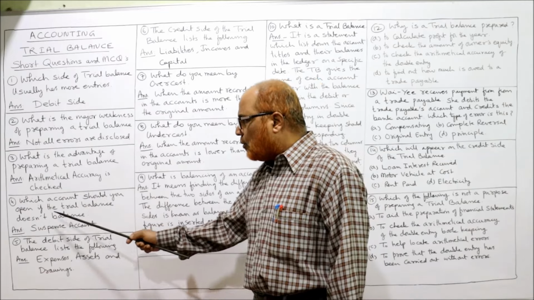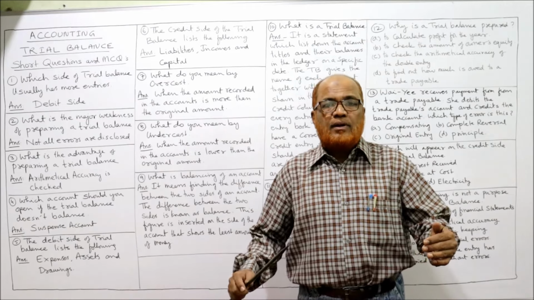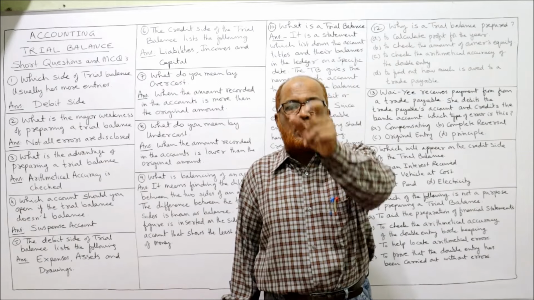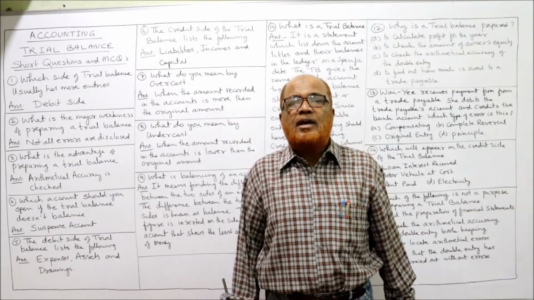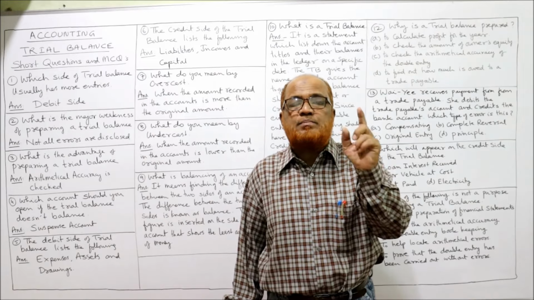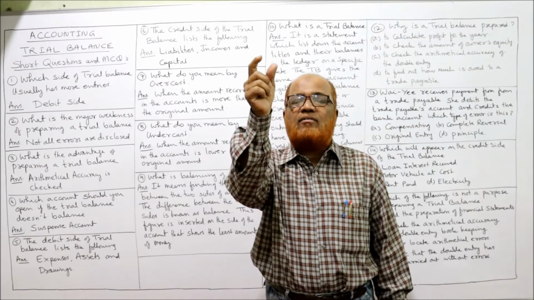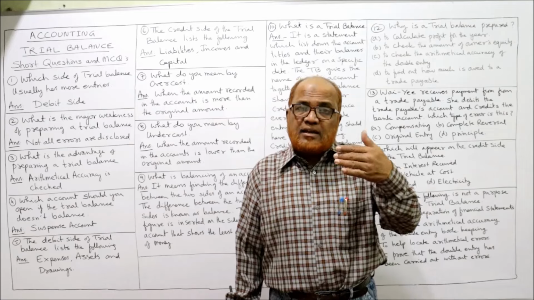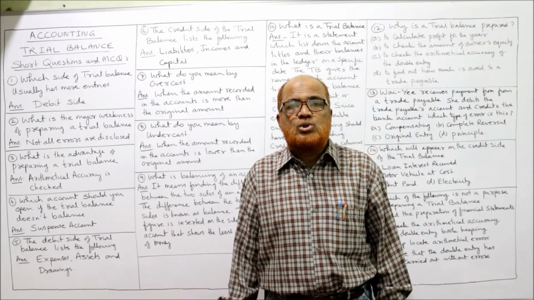Next one, which account should you open if trial balance doesn't balance? Sometimes while making the trial balance, we find the trial balance is not tallying. The total of debit column and the total of credit column is different, not same. In that case, a temporary account is made. That account is called suspense account. So suspense account is a temporary account which is opened whenever a trial balance does not tally. Later on, when the errors are located and rectified, then this suspense account will get closed.